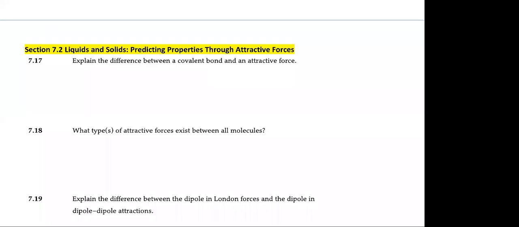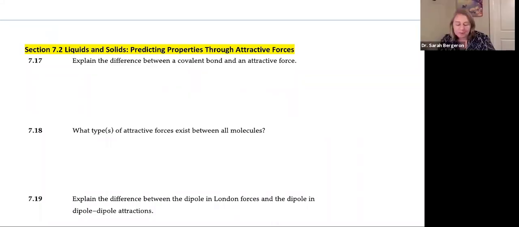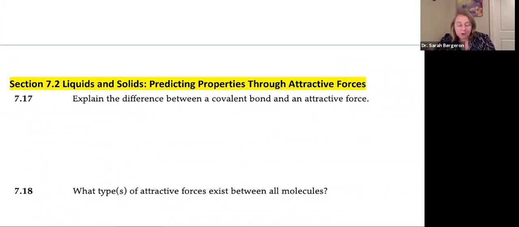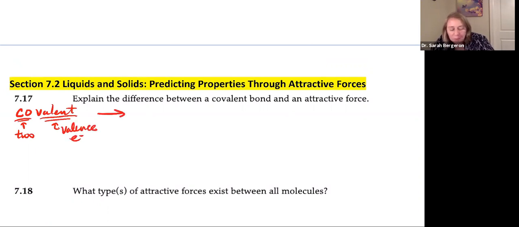All right, so we are on chapter 7 and we're doing section 2's odd numbers in our in-class problems. Explain the difference between a covalent bond and an attractive force. If you remember why it's called a covalent bond, co meaning more than one, at least two. Valent is referring to our valence electrons, right? So what is it really?